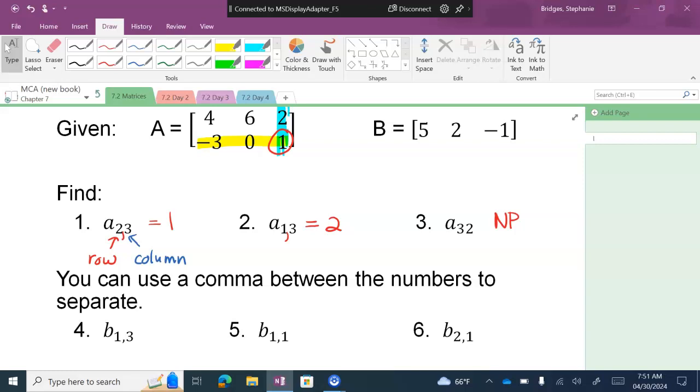For number 4, we're looking for the element in matrix B, row 1, column 3. What number is that? -1. Okay, row 1, column 3 in matrix B. What about the one that's in row 1, column 1? 5. And then row 2, column 1. NP, not possible. There is no row 2, therefore I cannot find an element in the second row that does not exist.